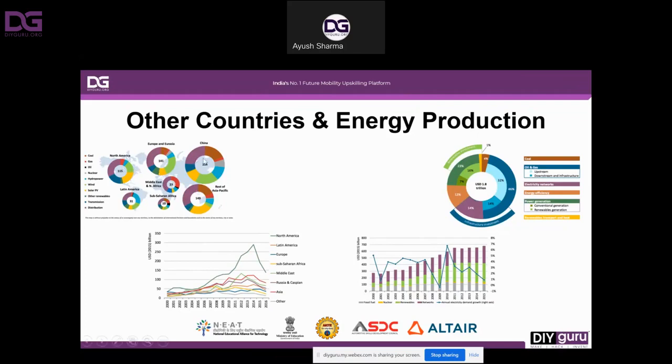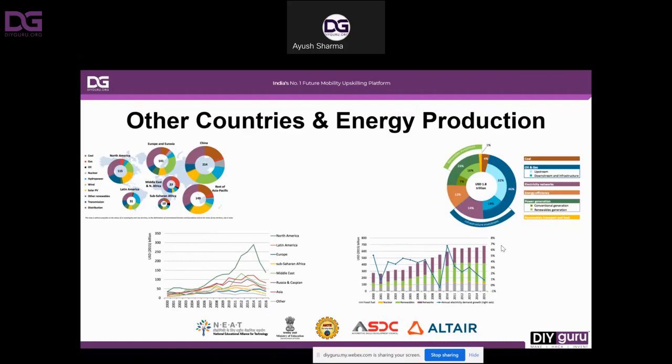Here we can see how power is produced. This is representing the energy production level and how it is increasing. In 2000 the energy production was less, and now it is continuously increasing. This blue line is representing the annual electricity demand growth. From 2000 to 2015 it is continuously increasing.